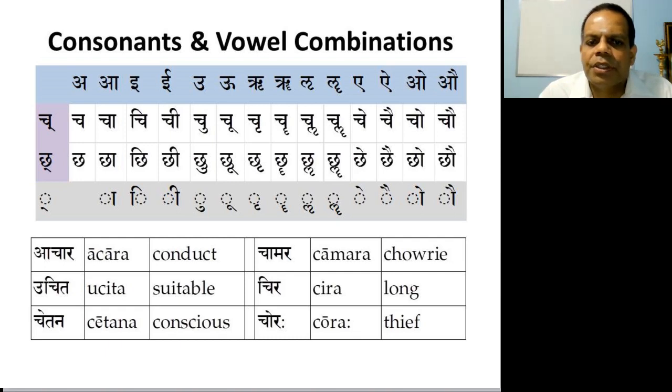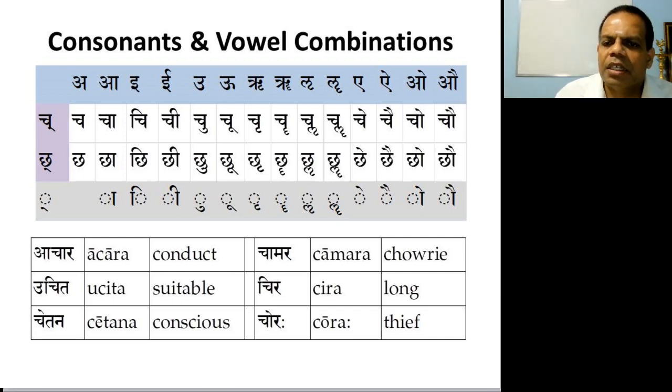A, Cha, Ra. Achara, which basically means conduct. Dharmachara means one who follows dharma, one whose conduct is dharmic oriented. Satyachara means one whose conduct is truthful. So achara is used when someone is practicing what they speak or think.